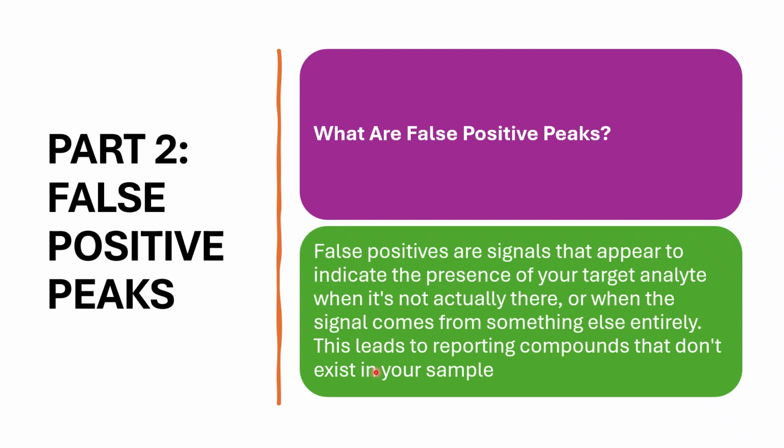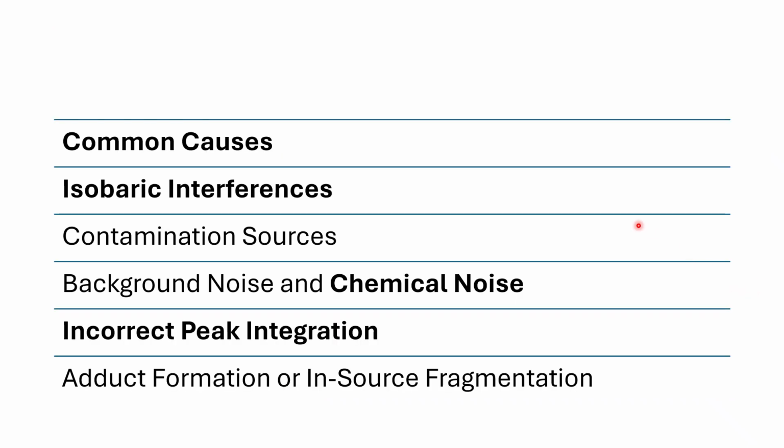So let's see what the common causes are over here. There are 5 common causes. First is isobaric interferences. This occurs when compounds with the same or very similar mass-to-charge ratios coelute with your expected retention time. Even with MS-MS, insufficient fragmentation selectivity can cause misidentification.